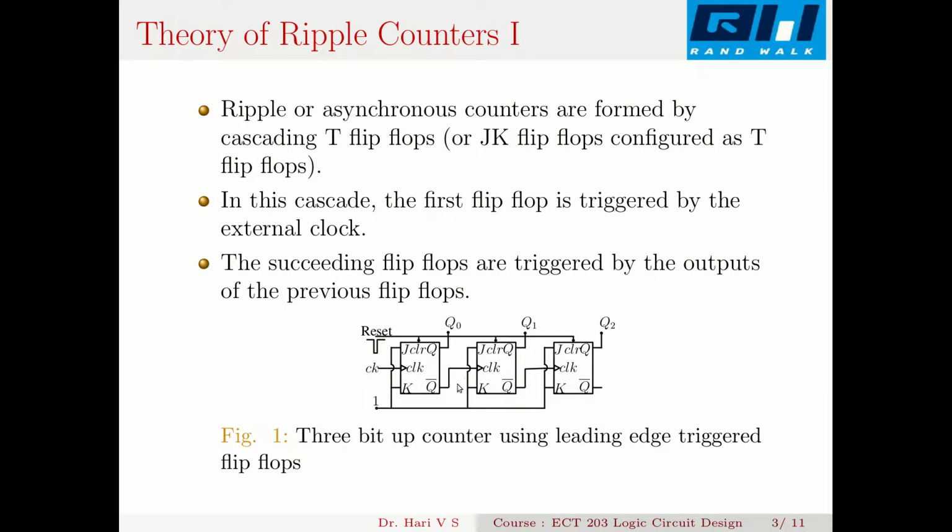If it is a leading edge triggered flip-flop, for up counting I have to connect Q bar to the next clock. Here also, Q bar to the next clock. If it were a trailing edge triggered flip-flop, I would connect Q to the next clock for up counting. For down counting, it is the other way around. That is, if it is a leading edge triggered flip-flop, then I have to connect Q to the clock for down counting, and for trailing edge triggered flip-flops, I have to connect Q bar to the clock for down counting.